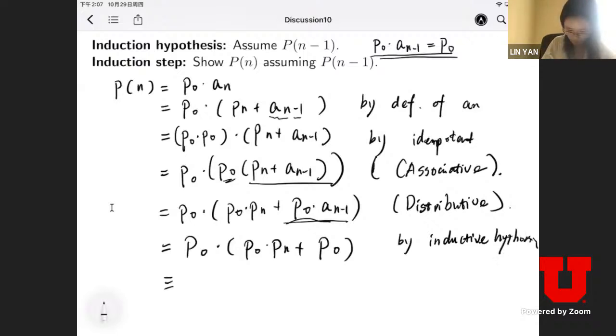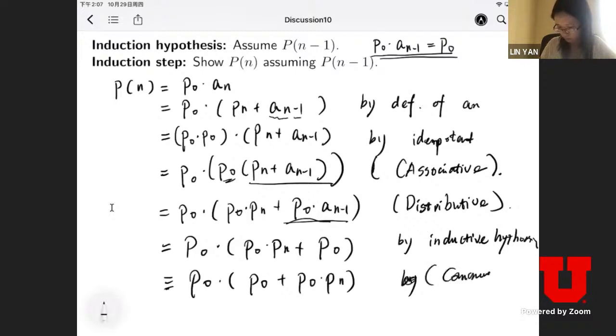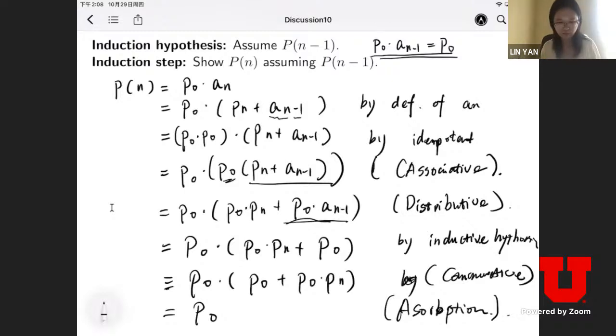And then we still need to swap, to make P0 be ahead of that. This is by here. Finally, we got P0. This is by absorption. Okay, then we are done with this part. Any questions so far?